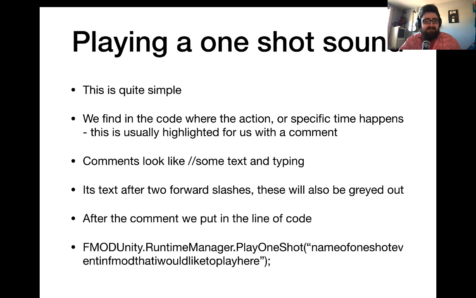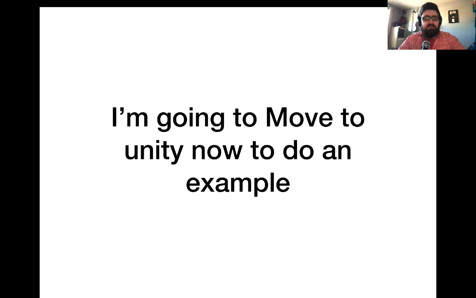In this case, that code will be FMODUnity.RuntimeManager.PlayOneShot, and then in brackets and in quotation marks, the name of the one-shot event in FMOD that I would like to play, and then we end with a semicolon. So I'm going to hop across to an example to show you that now.